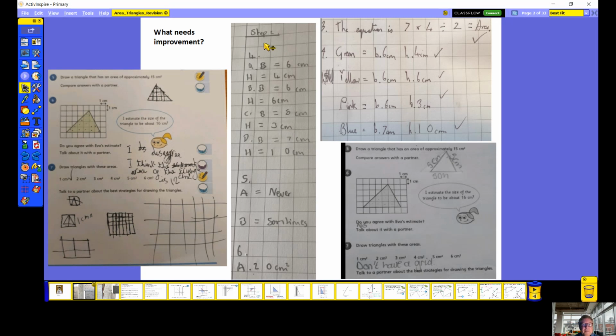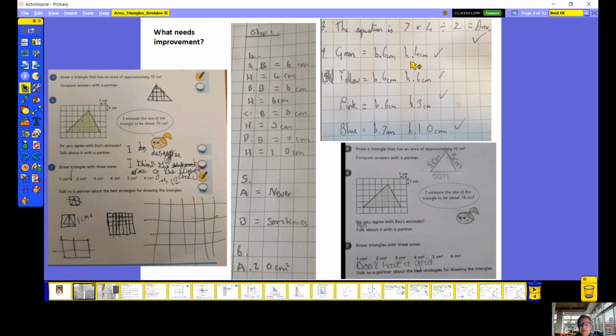How about this one? So a whole load of answers and no reasoning and no context. Never. So if this is yours, never what? Can you remember now? Sometimes. Be careful of the spelling. What's this? A 0.20 centimeters squared?